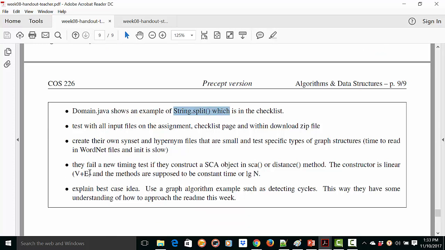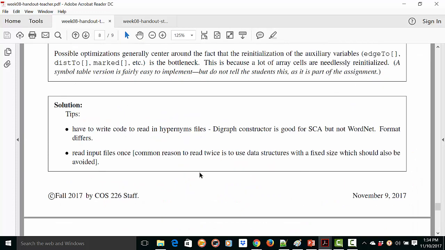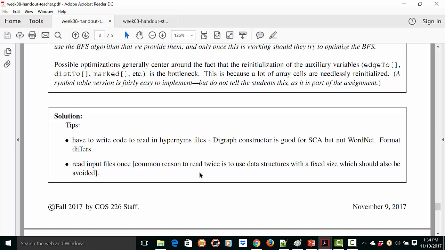Also, you may fail a timing test if you do not construct the SCA object in the constructor. So make sure that the SCA object is constructed in the constructor, but not in the classes SCA or distance, because those can be called many times. So that's basically it. If you have any other questions, you can email or post to Piazza. Good luck.